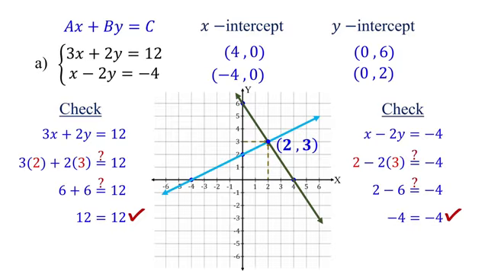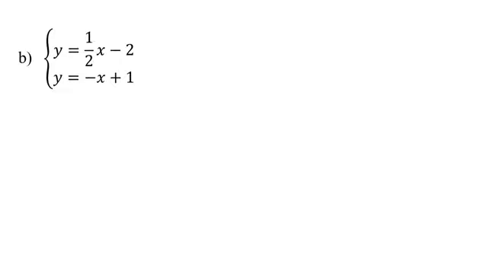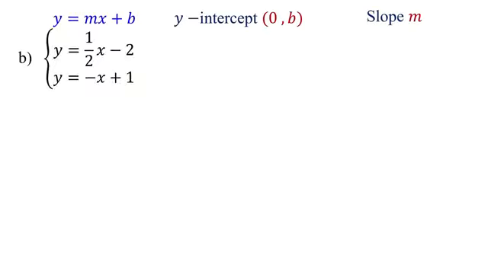Now, let's solve the second example where the equations are given in slope-intercept form. To graph an equation in slope-intercept form, the most straightforward method is to use the y-intercept and the slope. So, the first step is to identify these values from the equations. For the first equation, the y-intercept is at (0, -2), and the slope is 1/2. For the second equation, the y-intercept is at (0, 1), and the slope is -1.